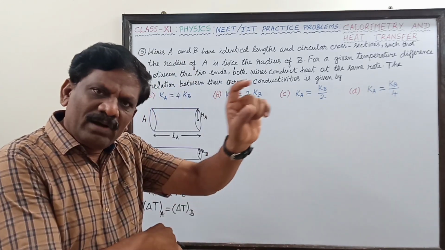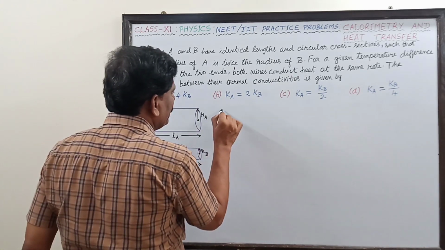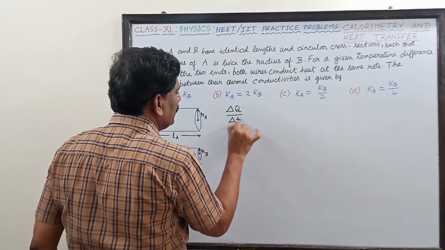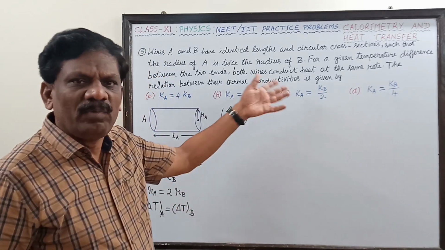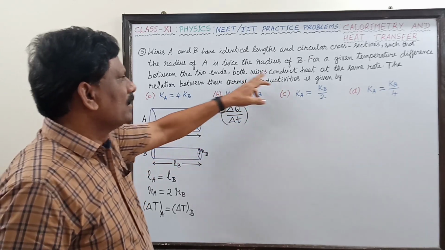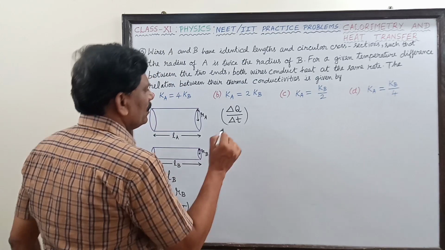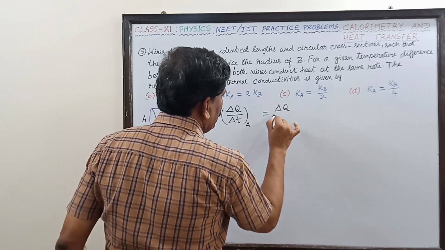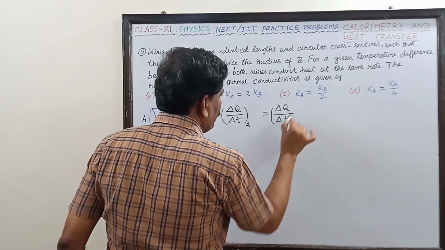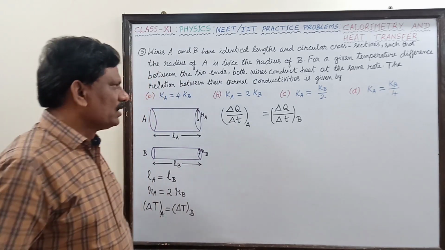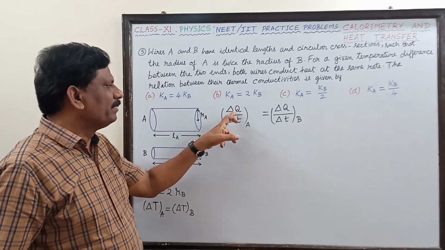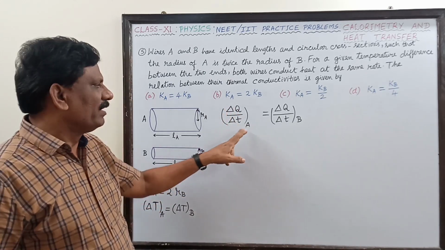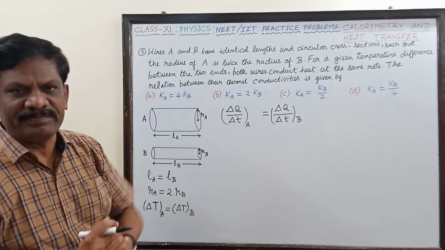So the rate of flow of heat is delta Q divided by delta T. This is the same for both the wires. So both the wires conduct heat at the same rate. So this for wire A must be equal to delta Q divided by delta T for wire B. The quantity of heat flowing per second is represented by delta Q by delta T. This is only called the rate of flow of heat. For A and B, this rate of flow of heat is the same.